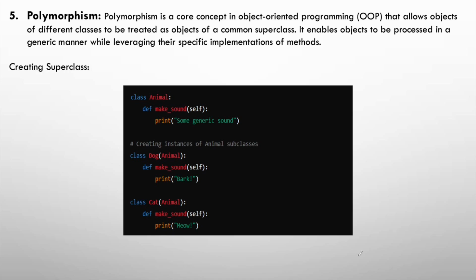Next, we move on to polymorphism, which is a core concept in OOPS that allows objects of different classes to be treated as objects of a common superclass. It enables objects to be processed in a generic manner while leveraging their specific implementation of methods. Let's look at this example of creating a superclass.